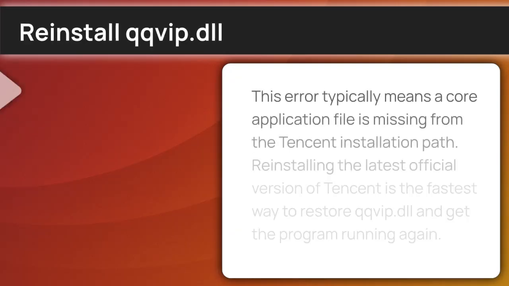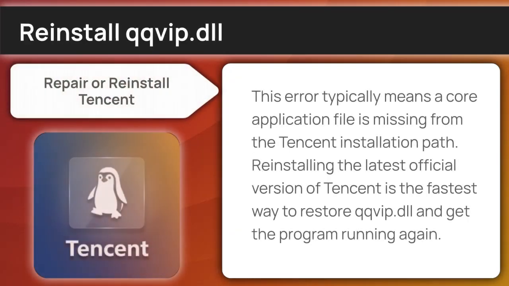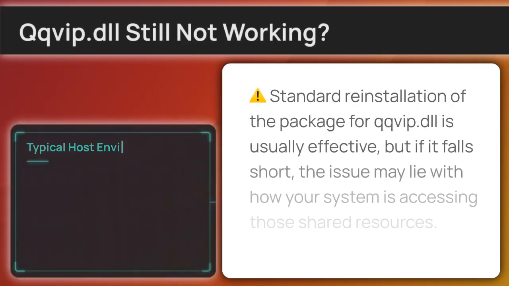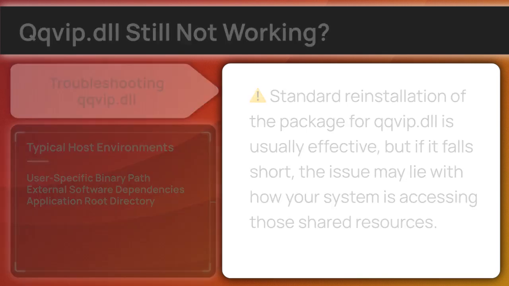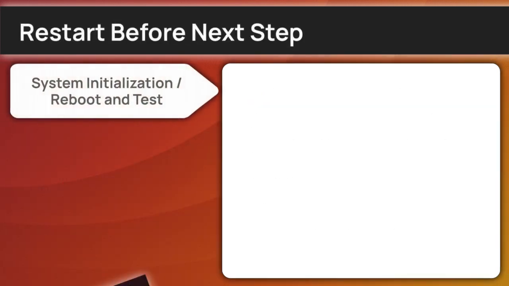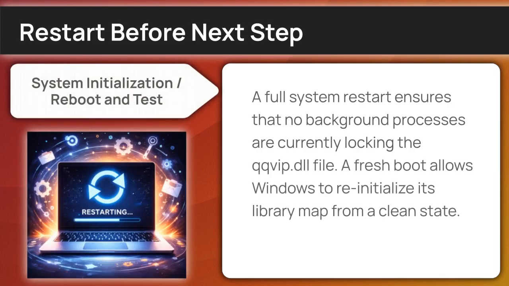This error typically means a core application file is missing from the Tencent installation path. Reinstalling the latest official version of Tencent is the fastest way to restore Qqvip Library DLL and get the program running again. If you are still encountering the error after following the official setup, it's time to investigate the underlying system architecture. A simple restart can resolve file-in-use errors that mimic a missing Qqvip library message. It's a low-effort step that ensures your operating system starts with a clean execution stack.